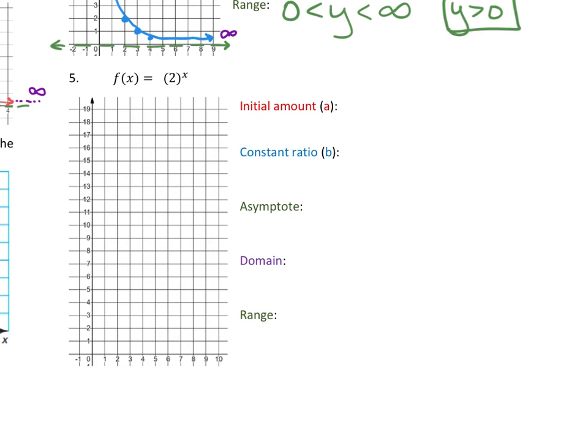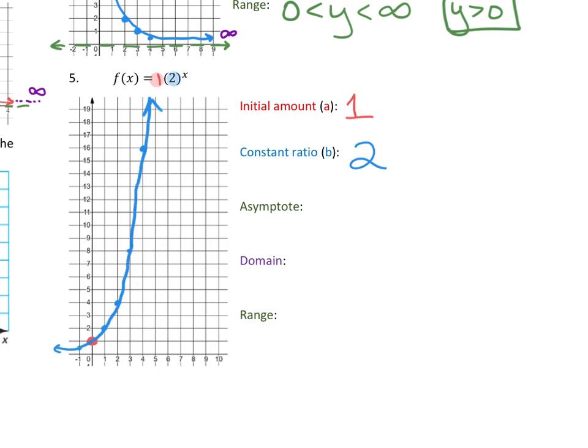Now, we said that the constant ratio is the number in parentheses or the number with the x attached to it. So the constant ratio is going to be 2. We're doubling numbers here. But there's not a number here. What number is hidden right there that mathematicians don't write all the time? Yeah, there's a 1 right there. So my initial amount is going to be 1, and my constant ratio is going to be 2. Pause the video right now, see if you can graph a few coordinate points to create this curve.